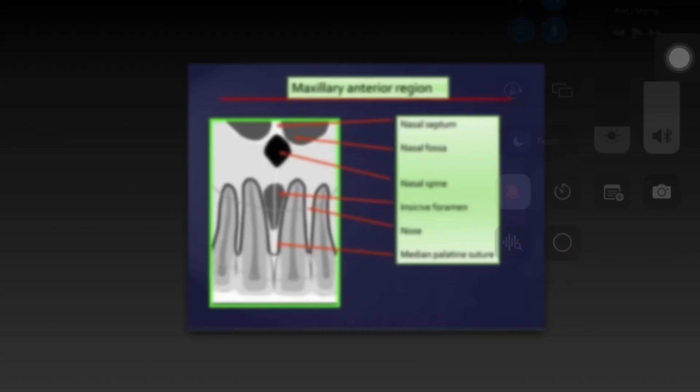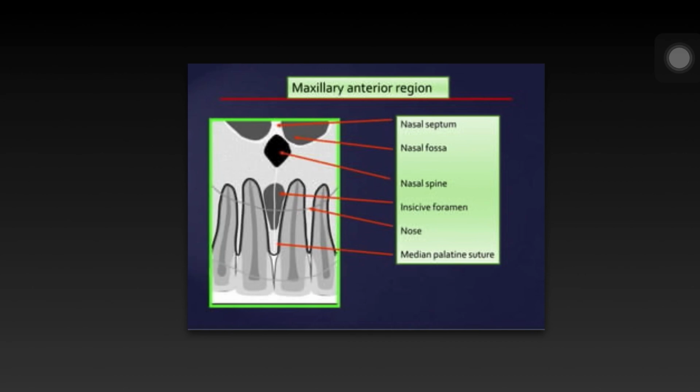Hello friends, in this video we are going to discuss the radiographic anatomical landmarks of the maxilla. First we are going to see the anatomical landmarks of the maxillary incisor. They include the mid-palatine suture, nasal septum, nasal aperture, nasal fossa, incisive foramen, and anterior nasal spine.